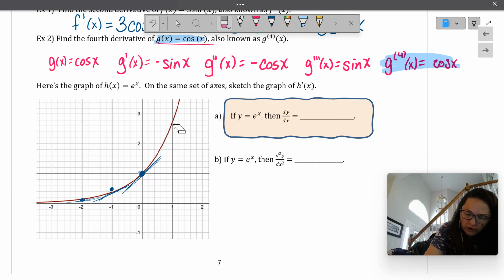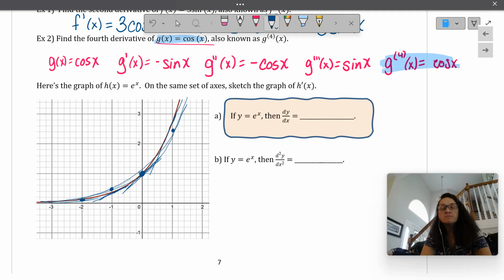And then my slope at 1, let's see, here's my tangent line at 1. It looks like at 1 I'm going down 3.5 over left 1.5. So I don't know, maybe 2-ish or a little bit more. So if I connect the dots, wow, that looks a lot like what I started with. And guess what? It is. The derivative of e to the x is e to the x. The derivative of e to the x is itself.